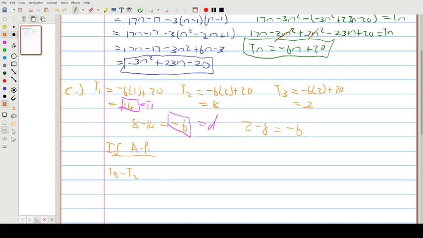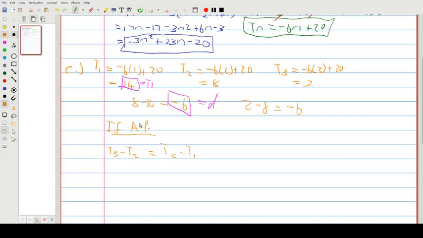If we're working with an arithmetic progression, then term 3 minus term 2 will be equal to term 2 minus term 1. We've already shown that, but let's do it again. Term 3 is 2, so 2 minus 8 gives us negative 6. On this side, term 2 is 8, minus term 1, which is 14, gives us negative 6. Since these two are equal, we've proven that it is an AP, an arithmetic progression.